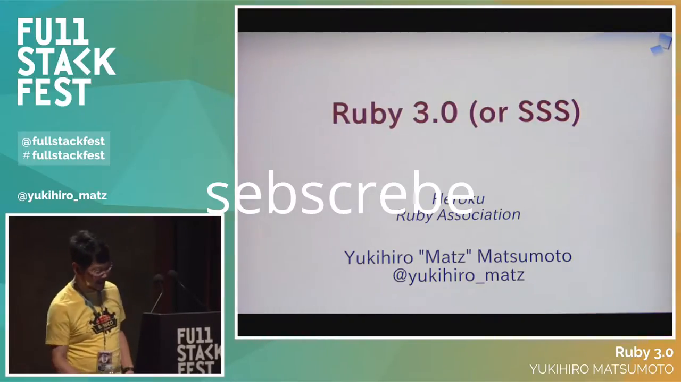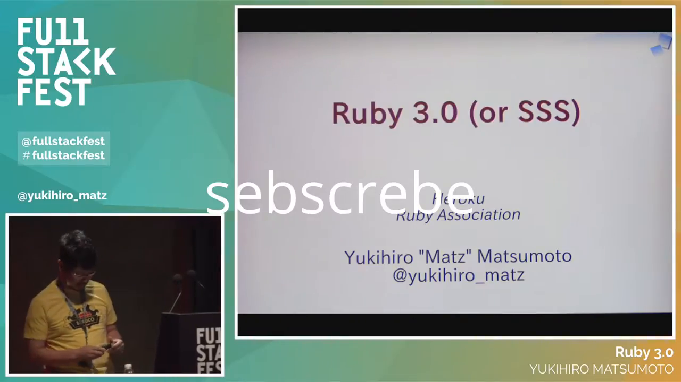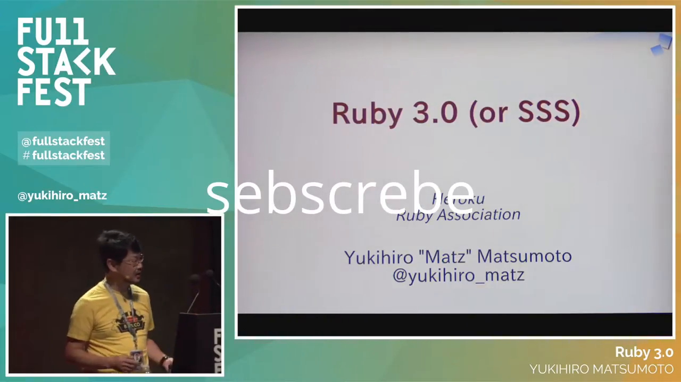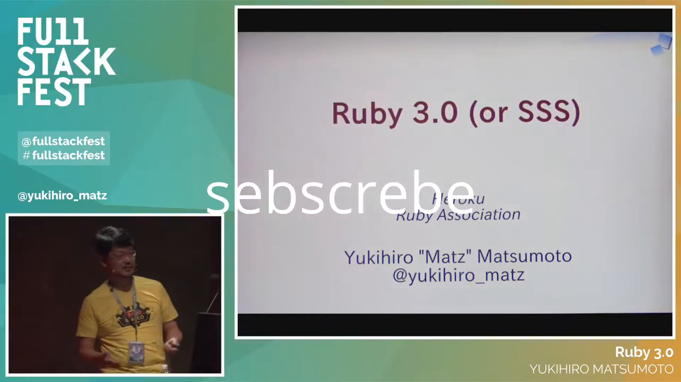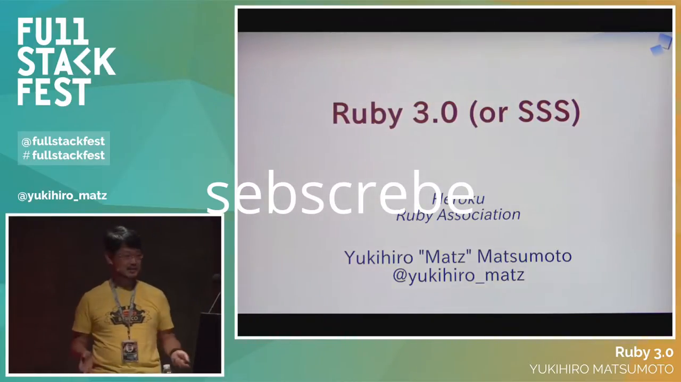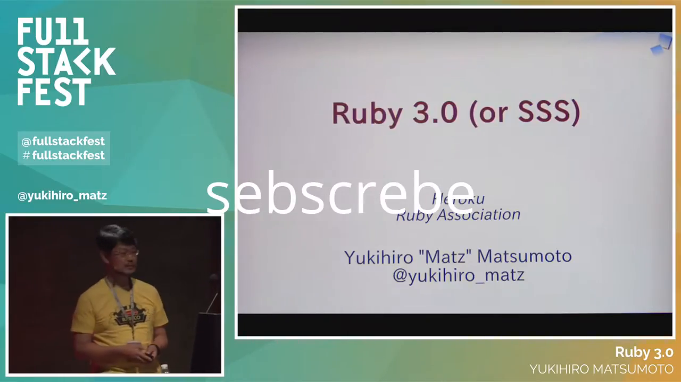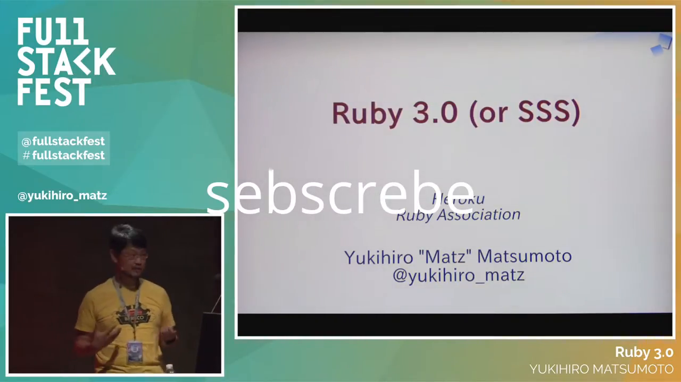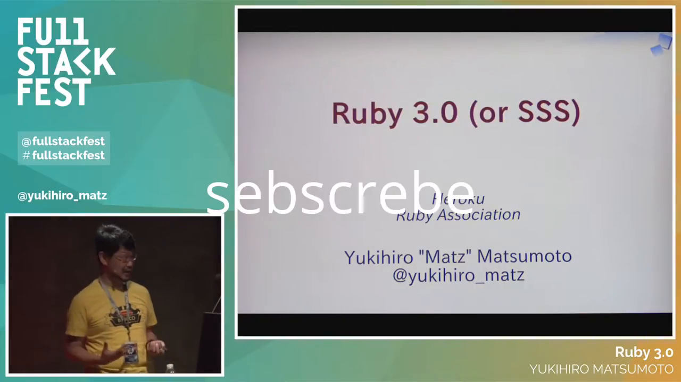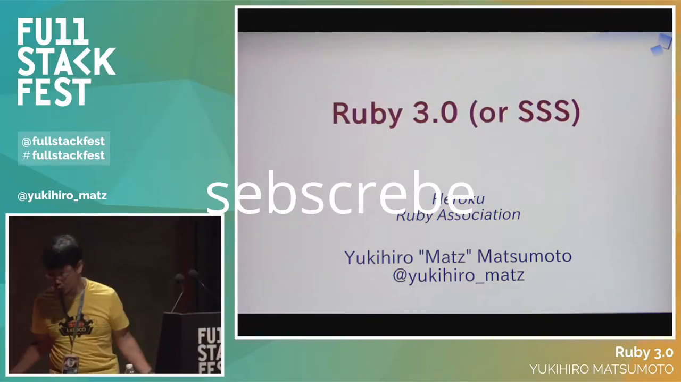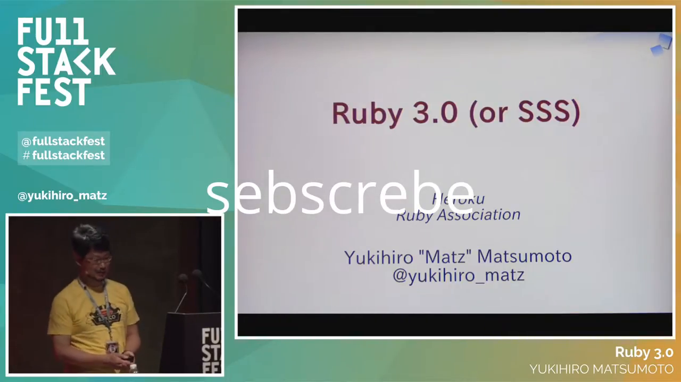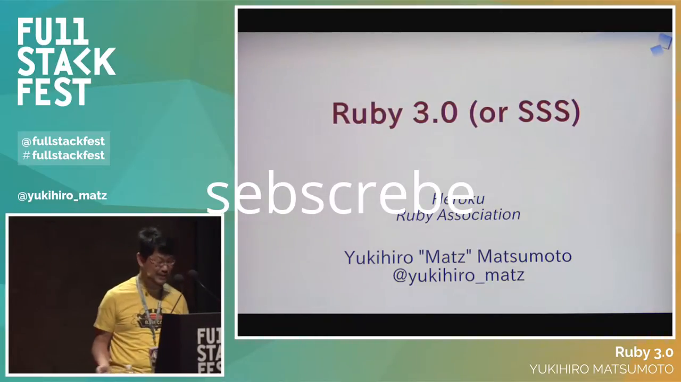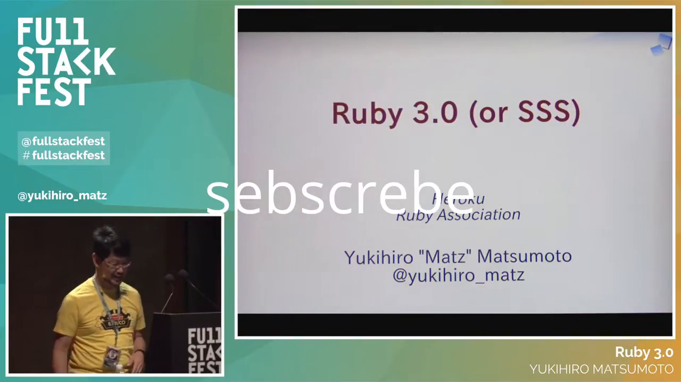Today, I'm going to talk a little bit about Ruby 3.0, or Triple S, which I explain later. But first, I really appreciate you guys for coming to this nice conference. I always appreciate the welcomeness and niceness of the community, and this is the most valuable property of our Ruby language community. So thank you for being nice to each other and being nice to me. Please bear with my bad English for the next 45 minutes or so.